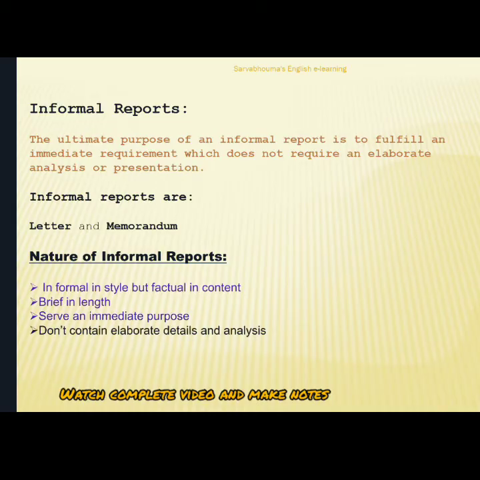Next, don't contain elaborate details and analysis. Here usually we get only the information which is required. And next, written in the form of a letter or a memo. It is the most important thing. These two are considered informal reports.